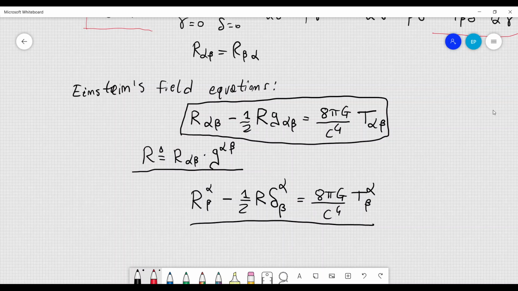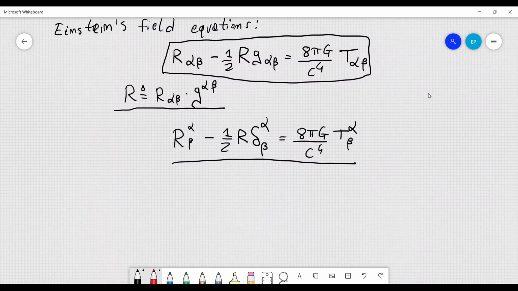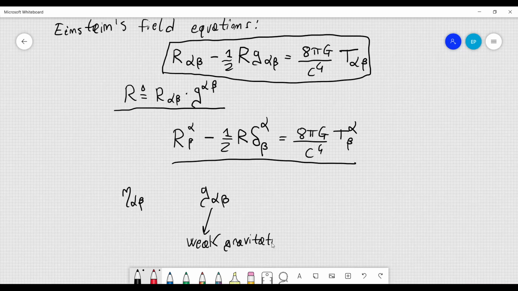I've already said something about the Lorentz metric, eta alpha beta. And let me also say something more about the metric g alpha beta in the case of a weak gravitational field, so let's say very far from a gravitational source, for example, very far from a mass that's producing gravity. This tensor can be written in this form.